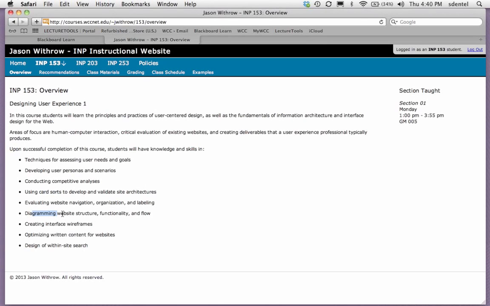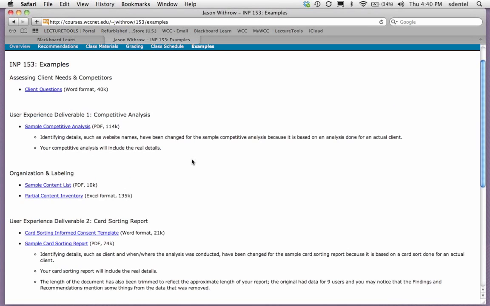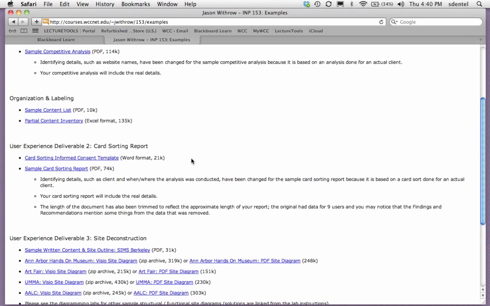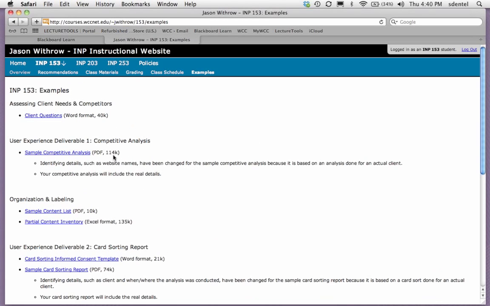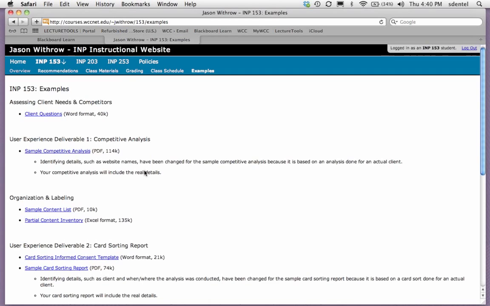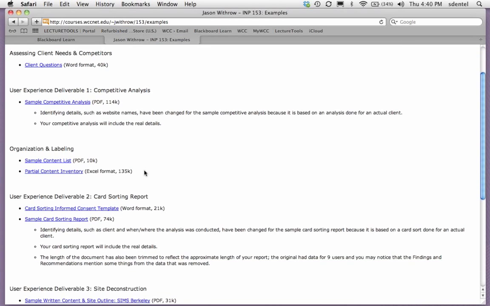We create diagrams of websites. So I can show you what one of those looks like. And I have a lot of examples for students. I know that they, by and large, come in with no knowledge of this field. So I really provide for every one of the things that they do a sample for them to look at and follow as a guide when they do it for themselves.